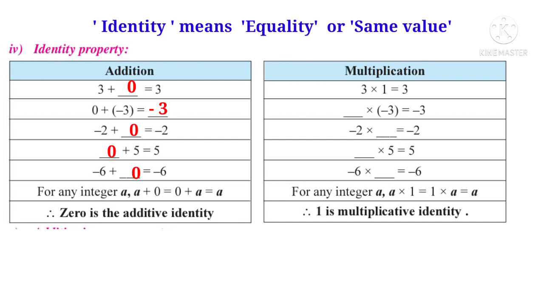Now let us take the operation multiplication. If any number is multiplied with 1, or 1 is multiplied with any number, we get the same number. There is no change in the number. Let us take an example. 3 into 1 gives 3. 1 into minus 3 gives minus 3. And minus 2 into 1 is minus 2. 1 into 5 is 5. Minus 6 into 1 is minus 6. There is no change in the value of the number. So for any integer a, a into 1 is equal to 1 into a is equal to a. Therefore 1 is called the multiplicative identity.